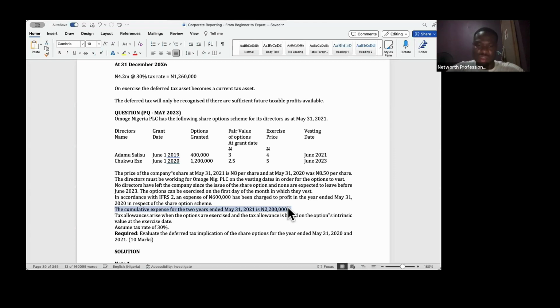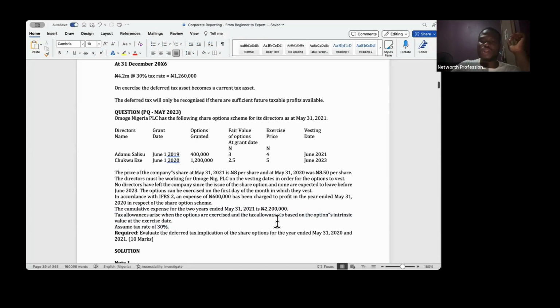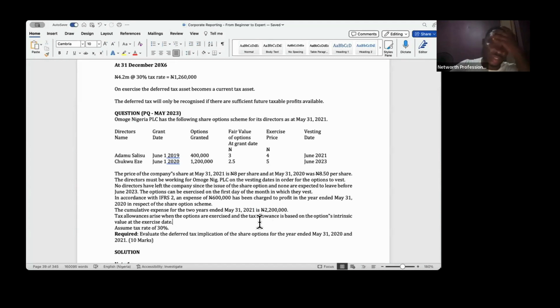And the tax base, they will tell you, let's see. Look at here. Tax allowance arises when options are exercised, and tax allowance is based on the intrinsic value. So they have told you that what they allow as deduction is the intrinsic value. But this question was not so straightforward in the sense that they didn't give you the intrinsic value directly. They wanted you to calculate it yourself.